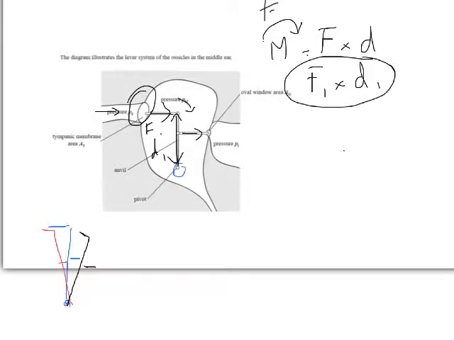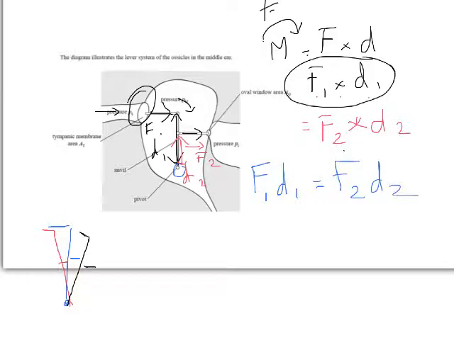Now, because it's connected, this section here, F2 and distance 2, has the same moment. It's a conservation thing. So F1 times D1 would equal F2 times D2. Now I'm going to express that clearly: F1 D1 equals F2 D2. So this is moments.